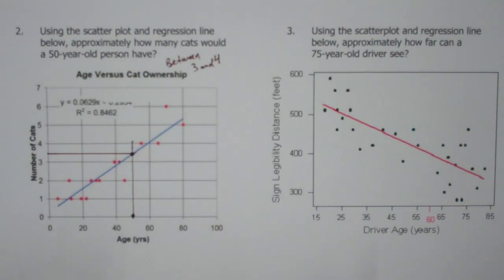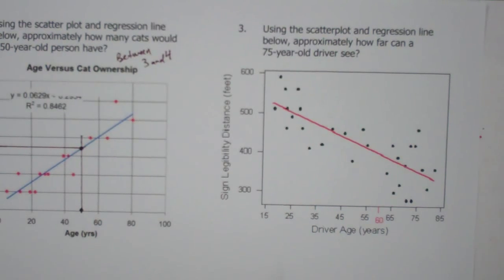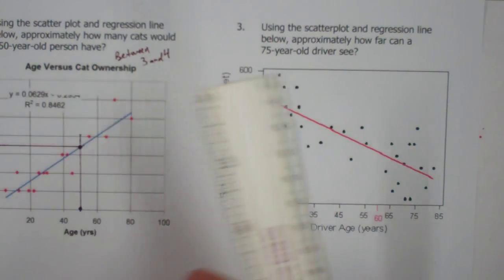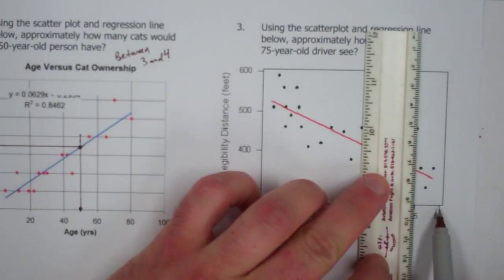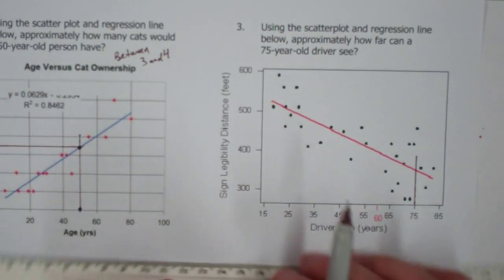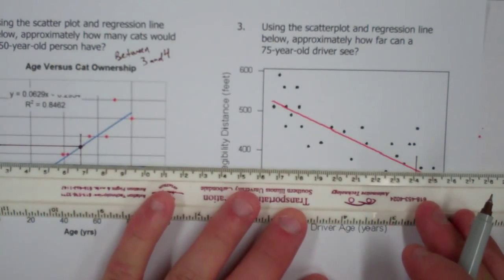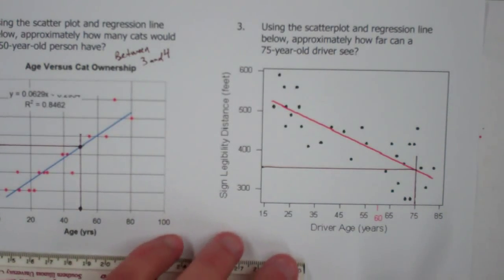Alright, number 3, we have a similar setup over here. It says, using the scatter plot and regression line below, approximately how far can a 75-year-old driver see? So 75 is right here, and we're going to do the same process. We're going to try and make our ruler parallel with this line and perpendicular to the other one. We're going to draw it until it hits, and then we're going to bring over on that line. And again, we'll try to do this as parallel as we can. It's not going to be perfect, but it can be close.